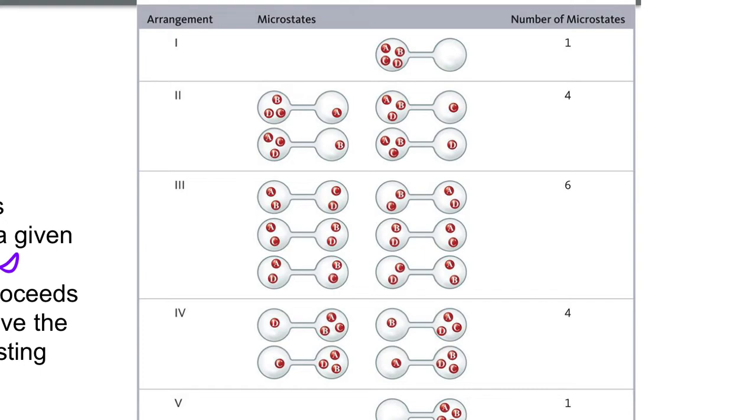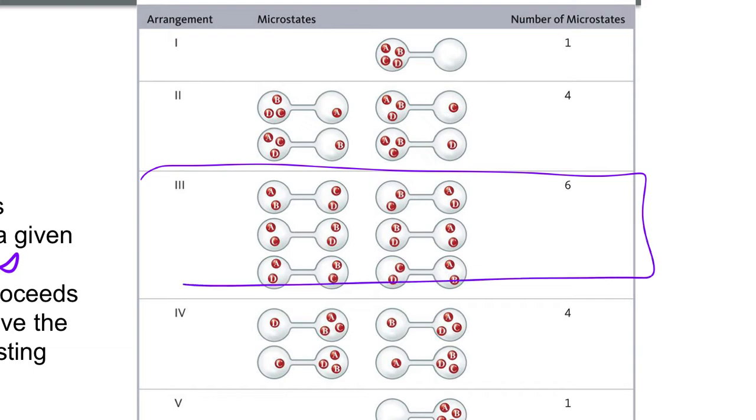The one that is most probable, though, is having 2 atoms on the left and 2 on the right. And you can see all of the different arrangements of those. The number of microstates here is 6. And this makes this arrangement the most probable. So this is the arrangement that will occur spontaneously.